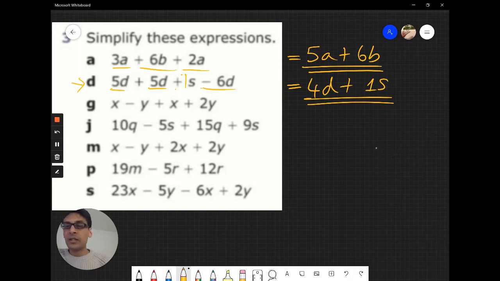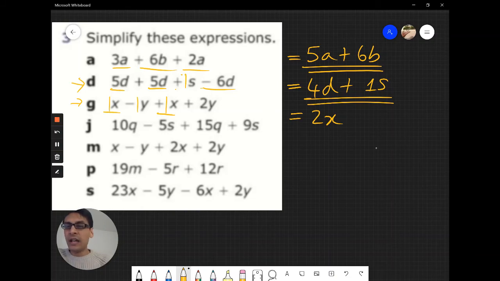Okay, question 3, or G on the screen, we've got letters without numbers in front of them, so we're going to put the 1s in front. So you've got 1, 1, 1. So you have 1x, and let's look at the other like term, plus x. So 1x plus another x is just going to give you 2x.